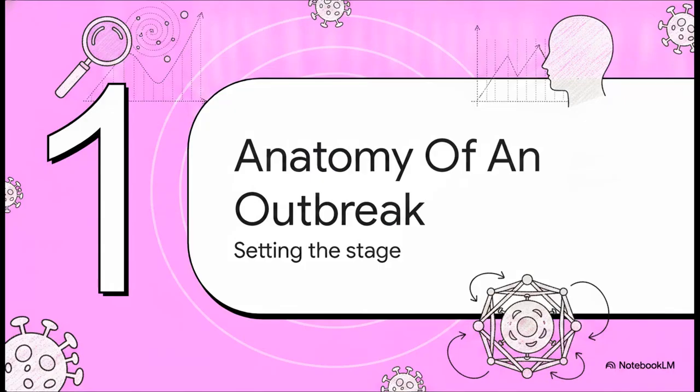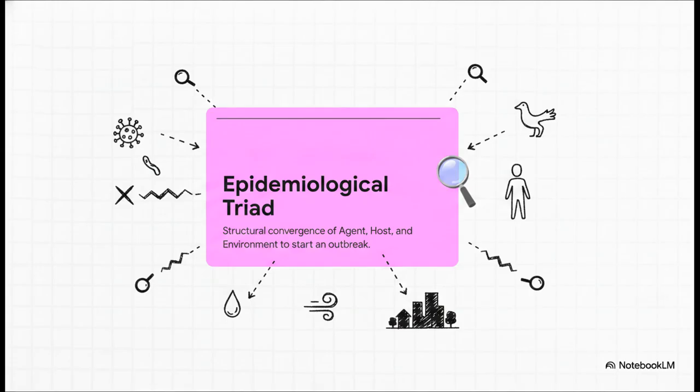Section 1. The anatomy of an outbreak. Setting the stage for the medical detective. Okay, to solve any crime, we first have to profile our suspect. Because from a population-level perspective, a novel infectious disease outbreak is never just a random biological coincidence. There's a precise structure to it rooted in this foundational concept, the epidemiological triad.